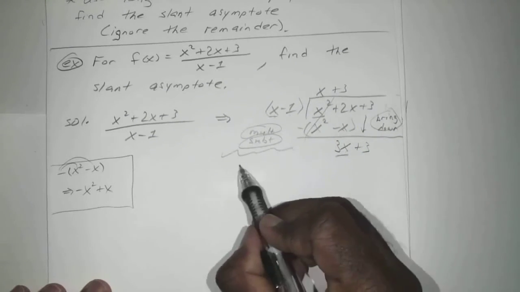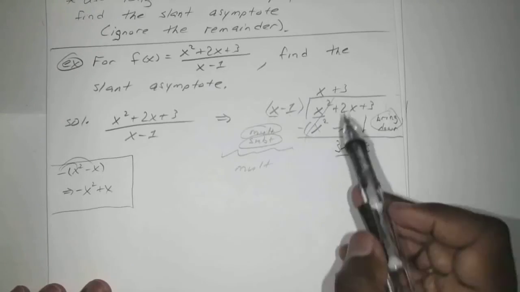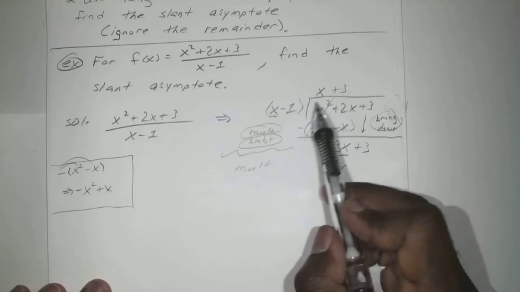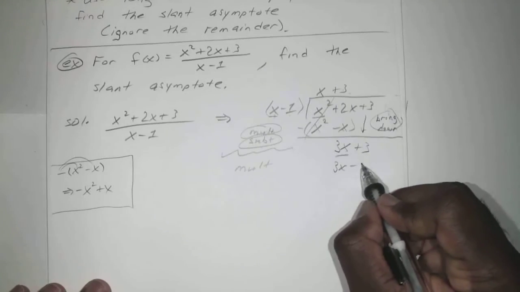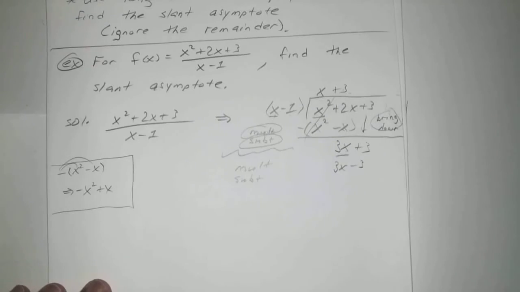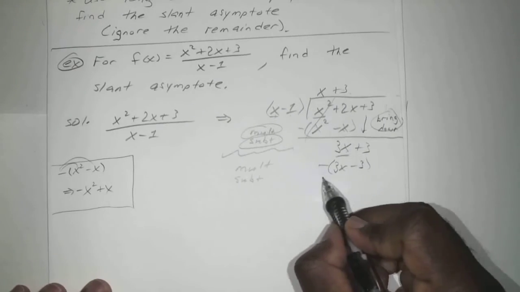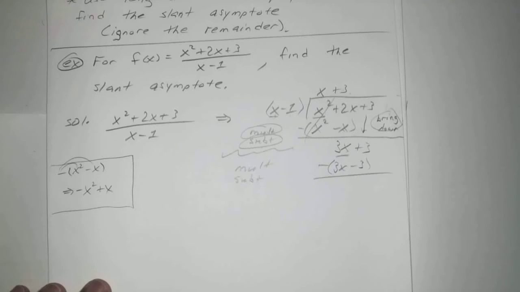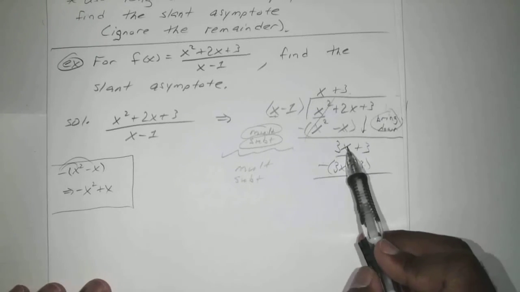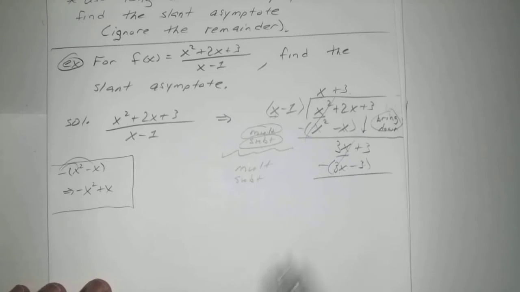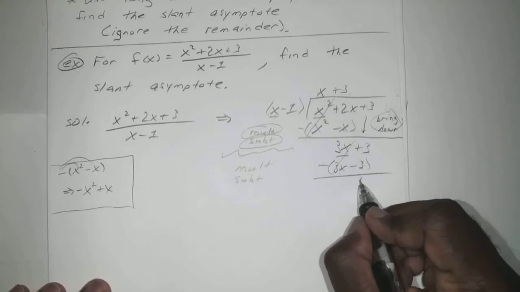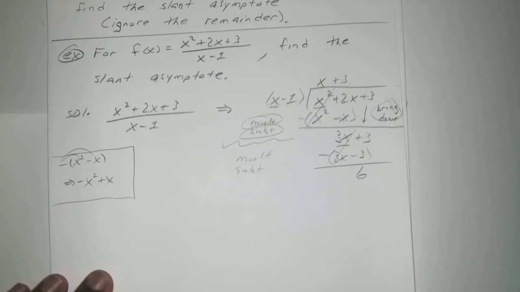So just like before, we multiply 3 times x is 3x. 3 times -1 is -3. Now we subtract. So we subtract those two. And remember, when we distribute that negative, this becomes 3x minus 3x, which is 0. And here you have 3 plus 3, which is 6.